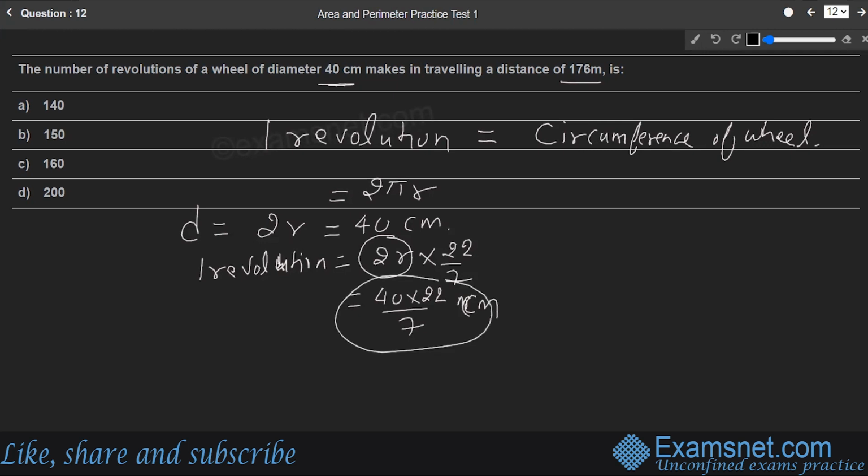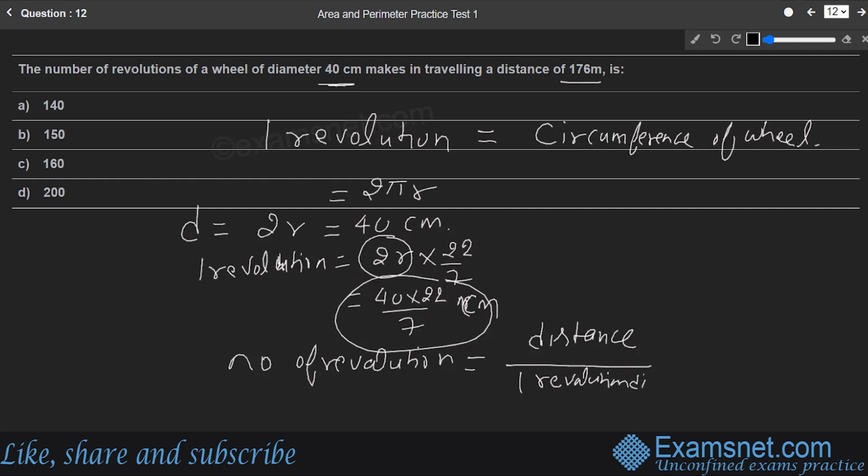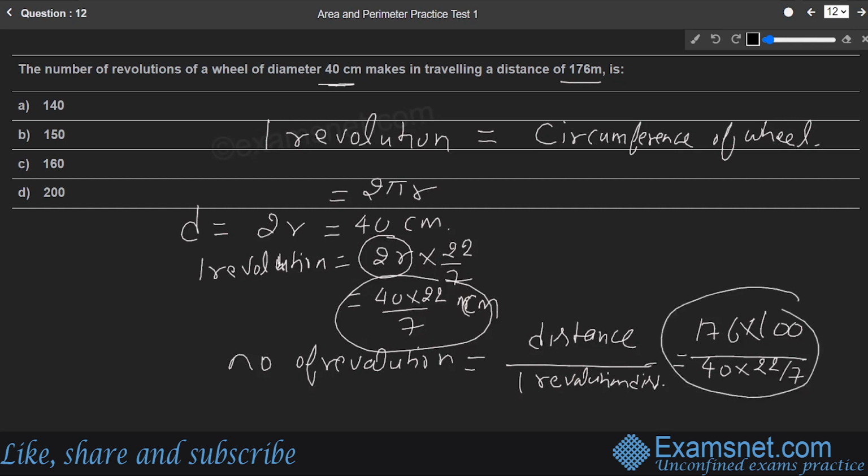Then the total distance to be covered is 176 meters. So how many revolutions will be required? The number of revolutions is always calculated as the total distance to be covered divided by the distance covered in one revolution. The total distance is 176 meters, so we convert it into centimeters, because 1 meter has 100 centimeters. So we multiply by 100, divided by 40 into 22 by 7. We need to solve this expression to get the right answer.